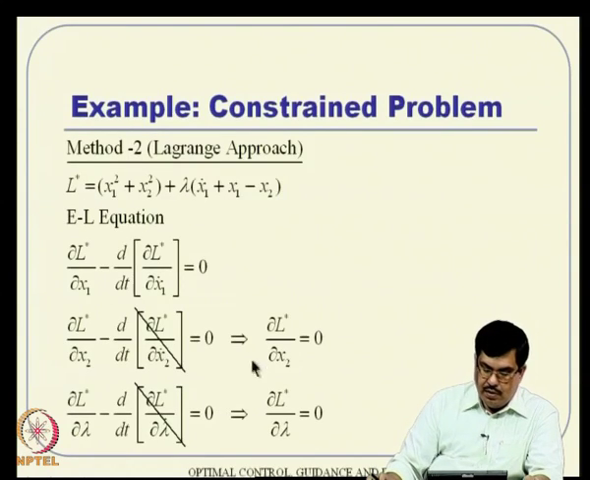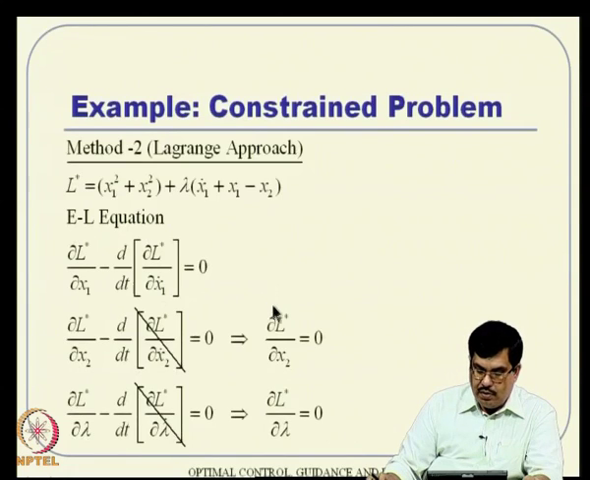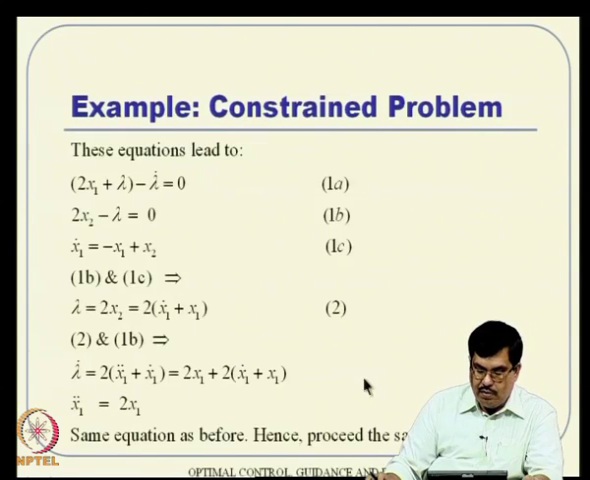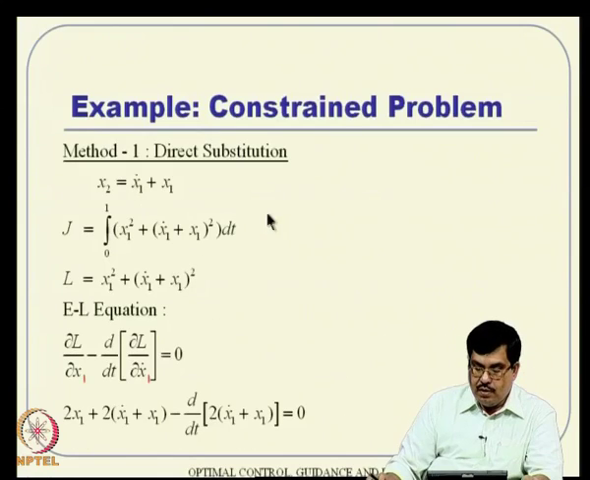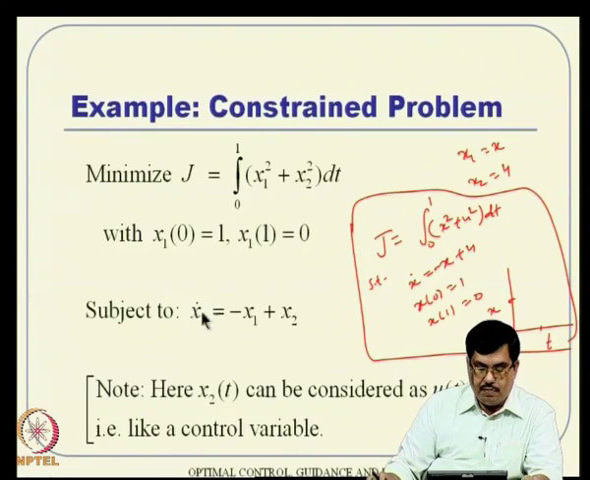Then del L star by del x2 will lead to that equation, and del L star by del lambda will lead to the same constraint equation that you have seen before. Once you take del L star by del lambda equal to 0, that means x1 dot plus x1 minus x2 equal to 0. That is nothing but the constraint equation that we started with.